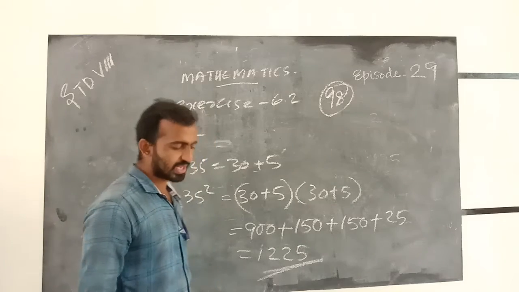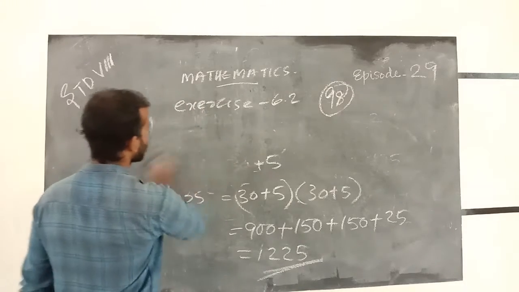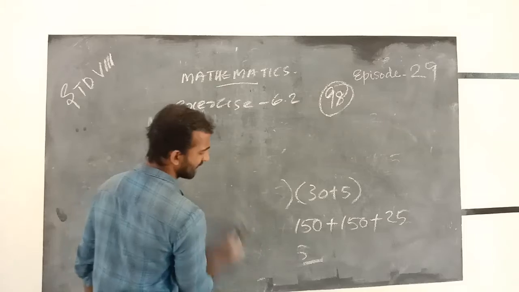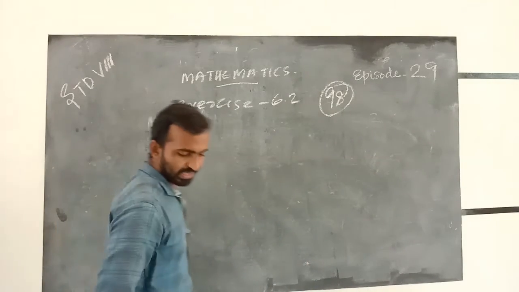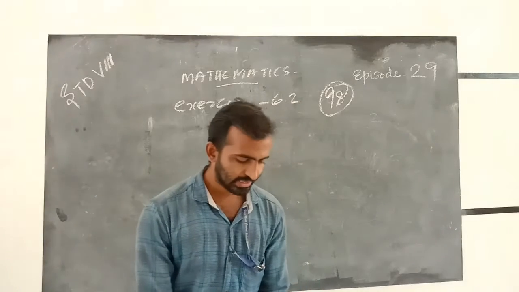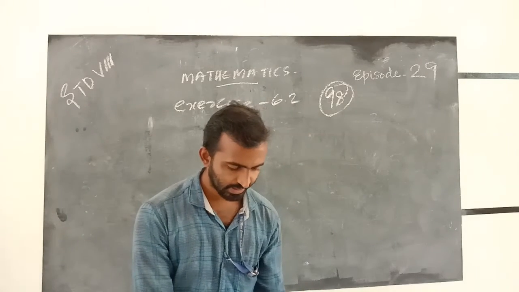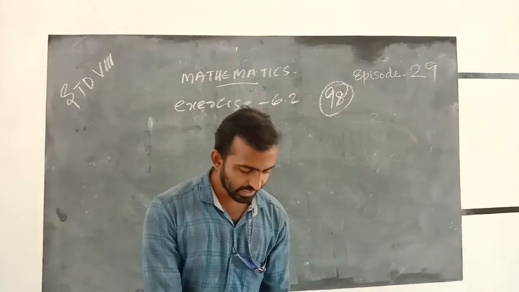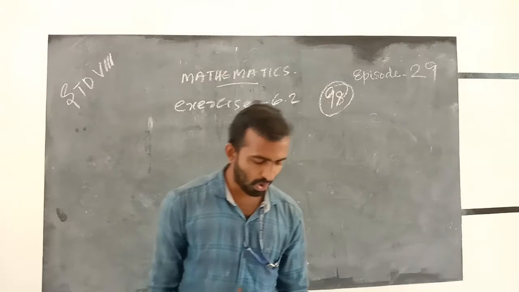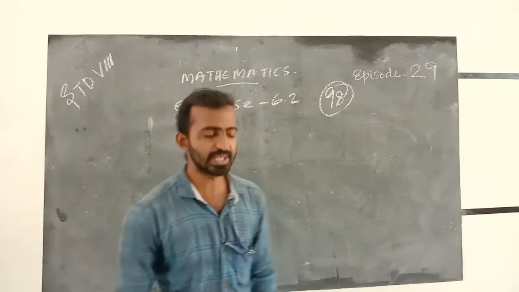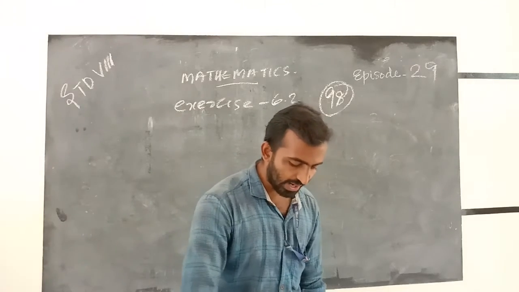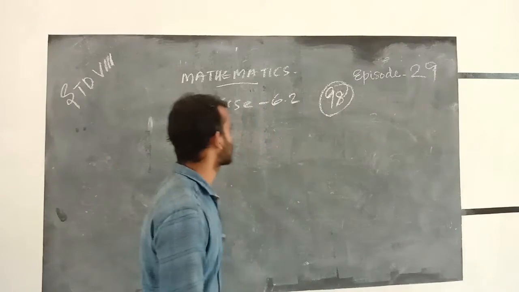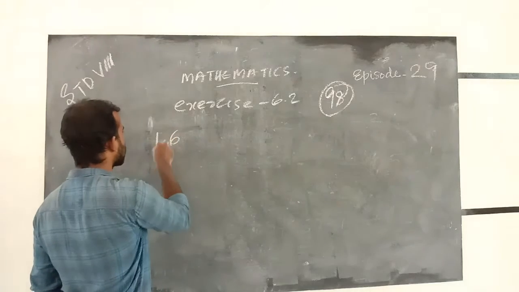Okay, and next is the second main question. What is the second main question? Write a Pythagorean triplet whose one number is 6. First one is 6. We want to find the Pythagorean triplet whose one number is 6. So first we take one number is 6.